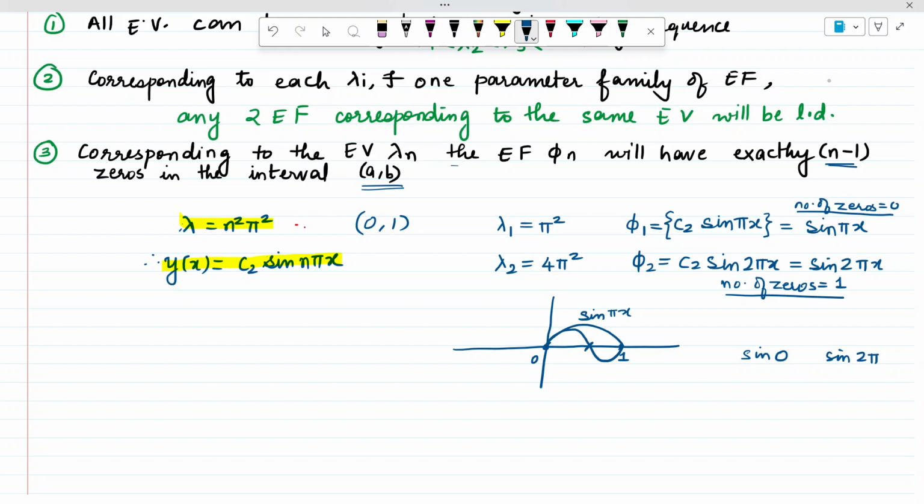ओके, आप इसमें अगर 2 sin pi x है जो भी लोगे, तो it will not cross your x axis even once. Others are all linearly dependent. Okay. Now if I talk about phi 2, it should cross the x axis one time. Is it crossing x axis one time?